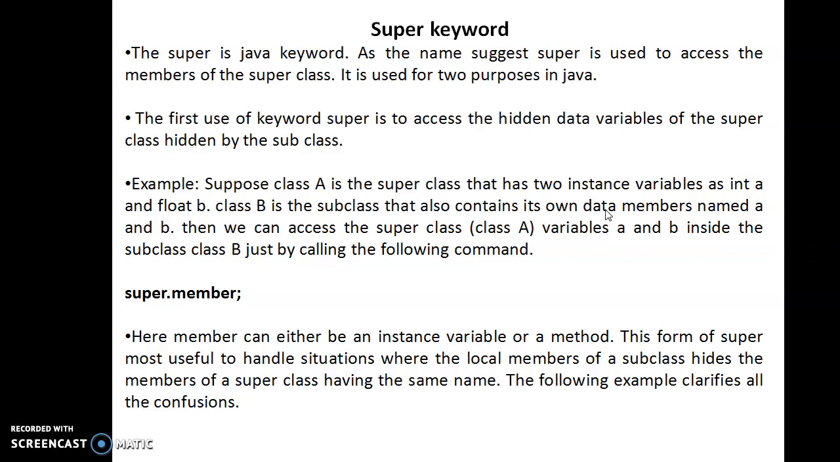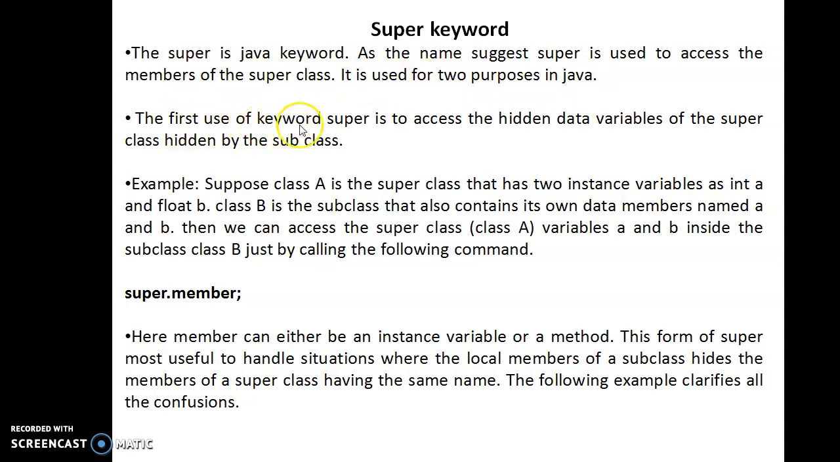With the help of the super keyword, super dot variable name, the variable which is present in the super or parent class will be accessed. Simply, if you write a variable name, the subclass variable will be accessed. The same is written over here. As the name suggests, super is used to access the members of the superclass. It is used for two purposes.